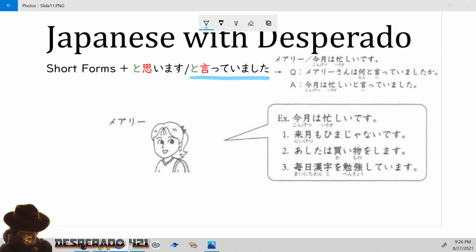So, same as what we learned before, but instead of using to omoimasu this time, we're going to be using to itteimashita. Mashita is the most important part there, because usually you don't talk about things that people are saying at that moment. So it's usually things that people have said. So that's why it's mashita instead of masu. So if we look at the example up here, they're going to be using this example right here.